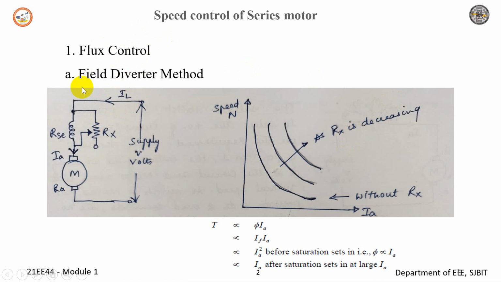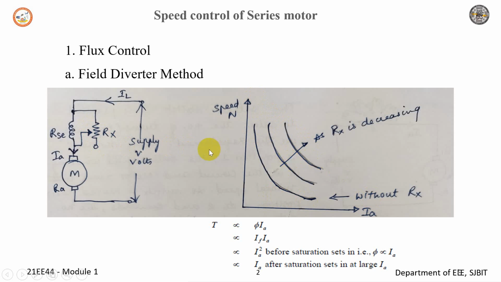This is the symbolic arrangement made for the field diverter method, where I divert the field current of the series motor by connecting another resistance, Rx. So the series field winding is shunted by an inductively wound diverter resistor. Why inductively wound? Because it avoids oscillations in speed initiated by load changes, as shown in the figure. In its speed-current characteristics, as Ia increases, the speed decreases.